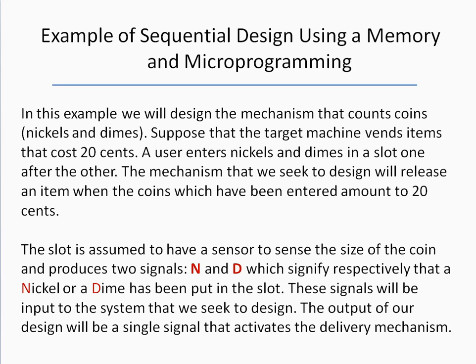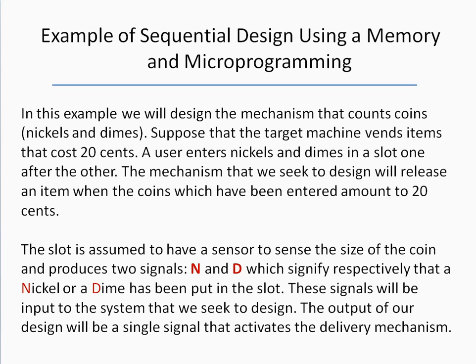A user enters nickels and dimes in a slot, one after the other. The mechanism that we seek to design will release an item when the coins which have been entered amount to 20 cents. The slot is assumed to have a sensor to sense the size of the coin and produces two signals, N and D. So there are two signals produced, two wires, which will signify respectively that a nickel or a dime has been put in the slot.